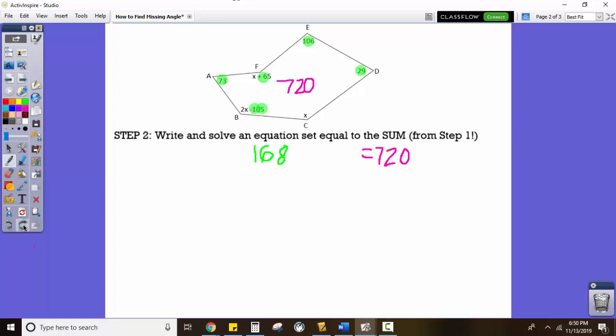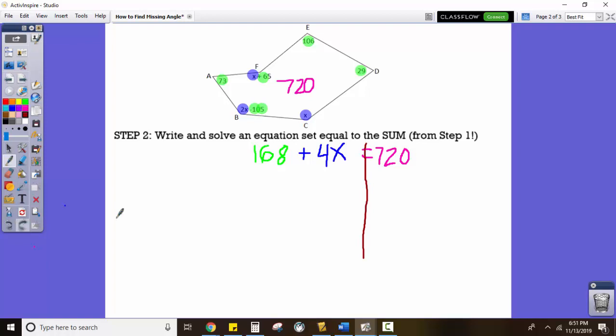Then I need to go look at the x's, or the variables that I have. I have 1x plus 1x plus 2x. When I do 1x plus 1x, that's 2x, plus 2 more x, that's 4x. So I write plus 4x. And then I'm ready to solve.